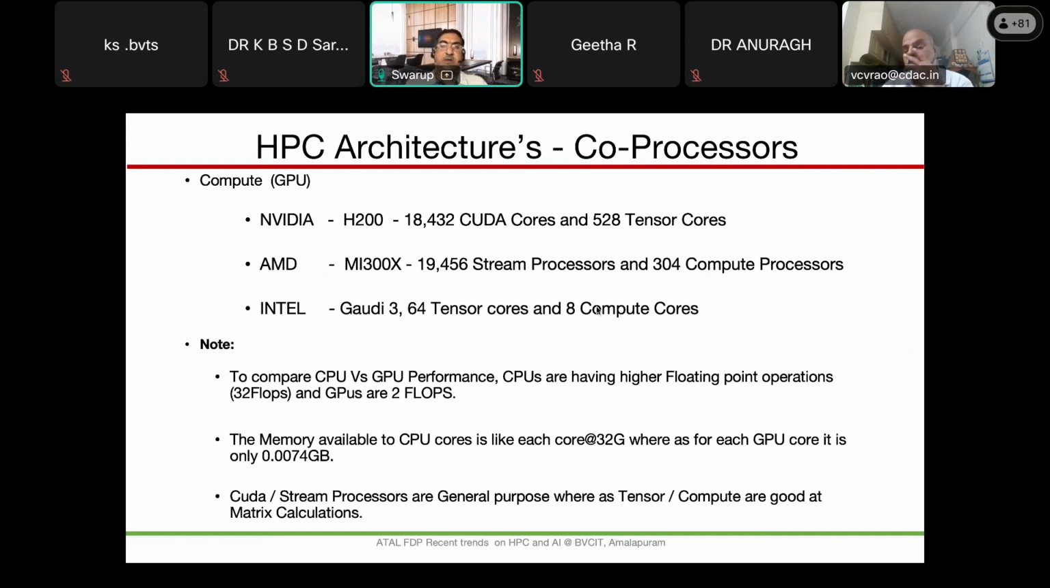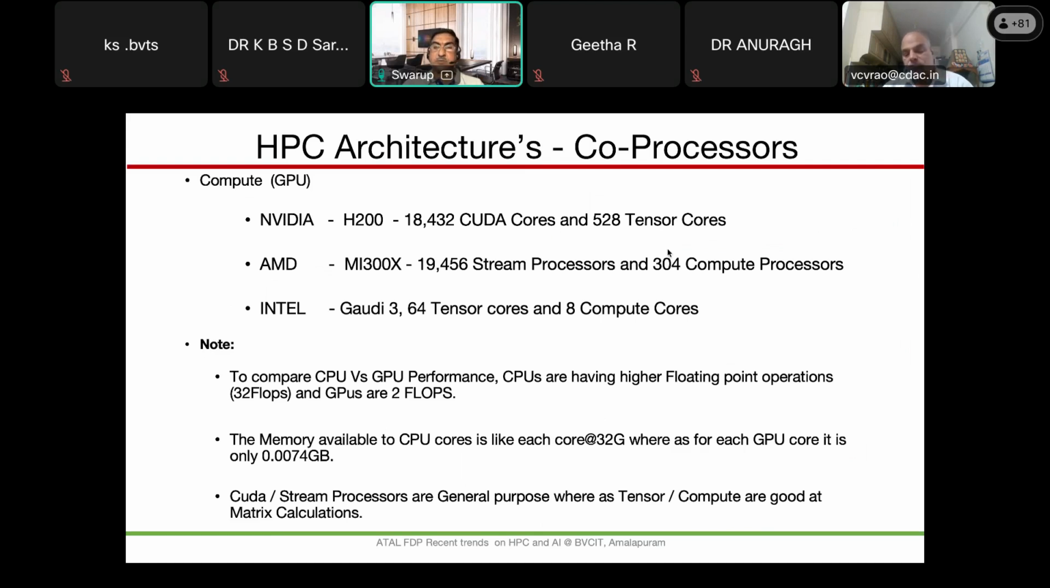So what these are offering is, if you take an H200, that is 18,432 CUDA cores and 528 tensor cores. So these are the kinds of cores which are there. These 528 are for instruction sets, and the remaining are very good in stream processing and other things. Major processing cores.